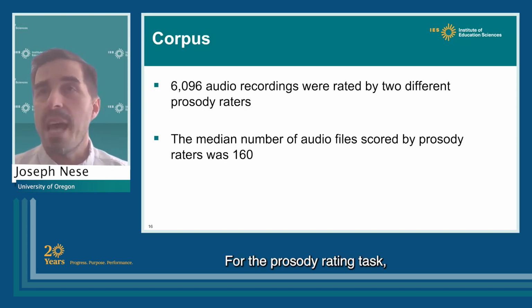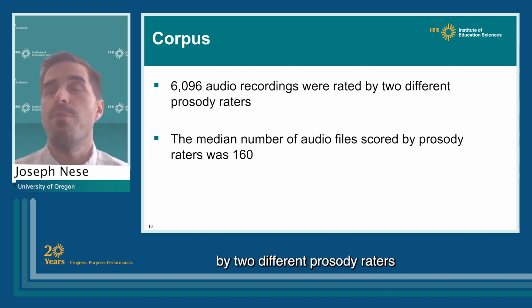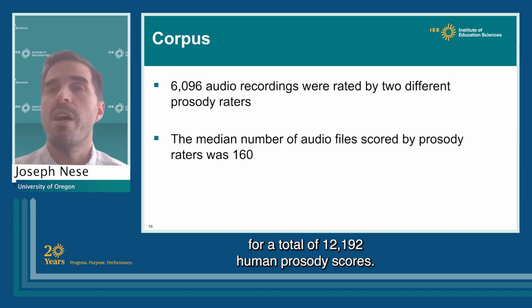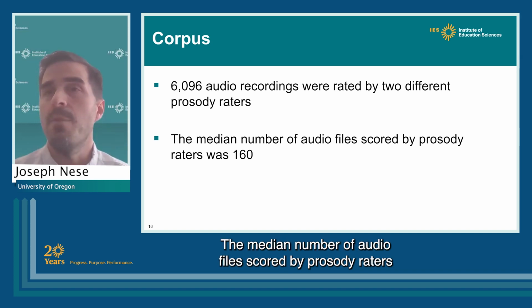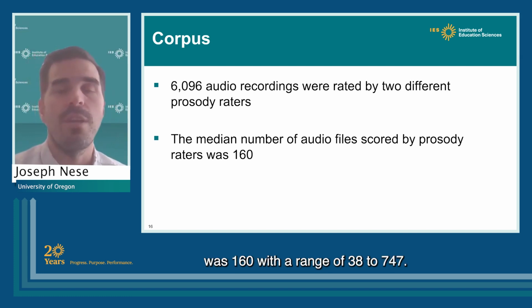For the prosody rating task, 6,096 audio recordings were rated by 2 different prosody raters for a total of 12,192 human prosody scores. The median number of audio files scored by prosody raters was 160, with a range of 38 to 747.